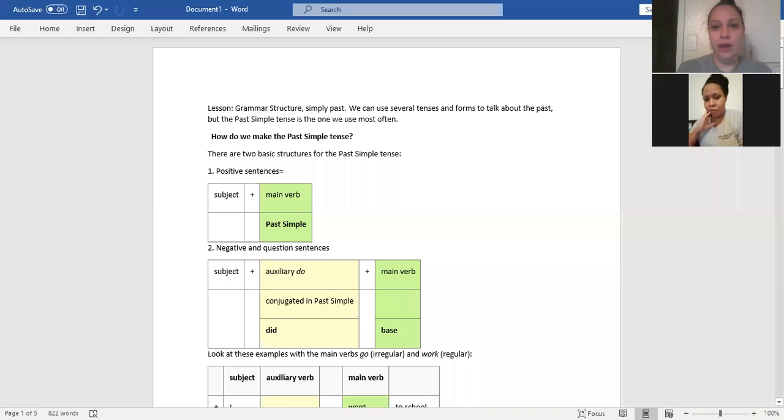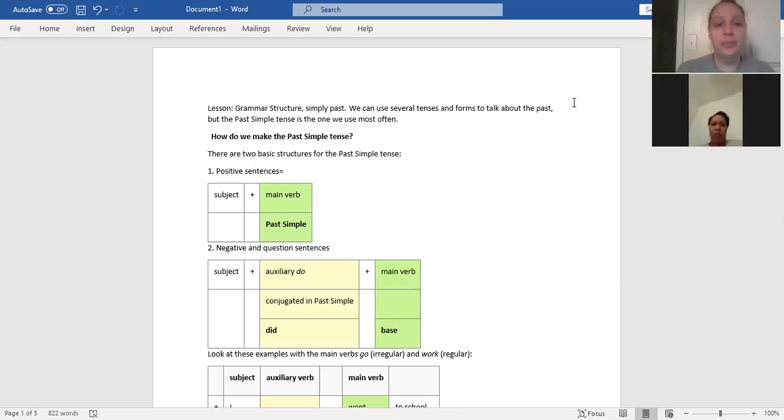All right, I'm gonna go ahead and share my screen with you so you can see what I have going on. Alrighty then. Like I said before, the grammar structure that I have chosen will be simple past tense. We can use several tenses and forms to talk about the past, but the past simple tense is one that we use most often. How can we make the past simple tense?